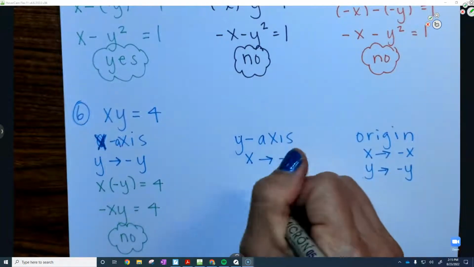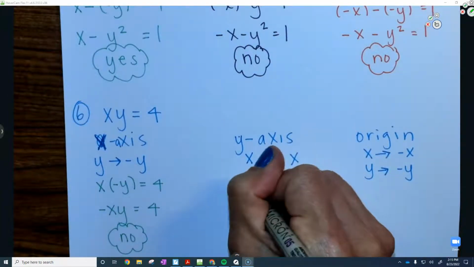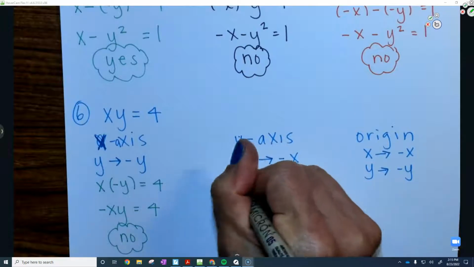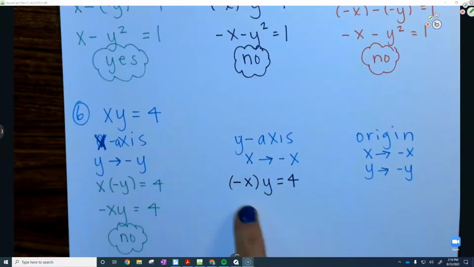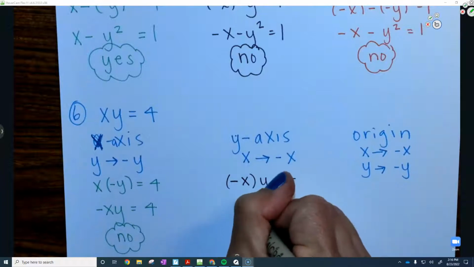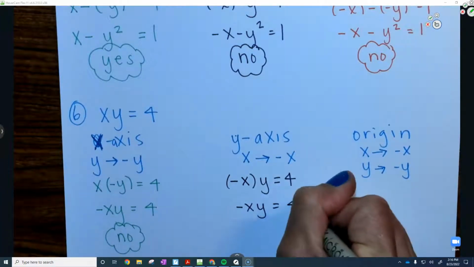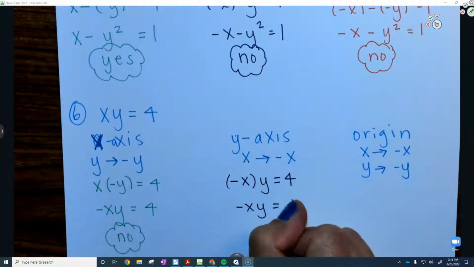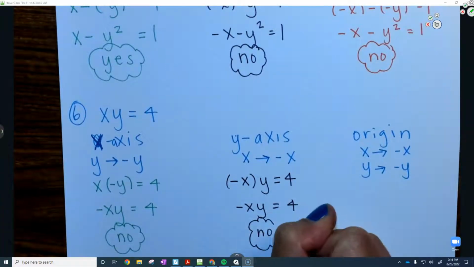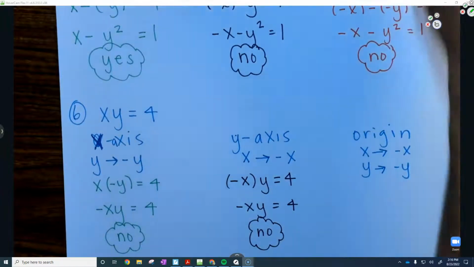What do you think is going to happen for the y-axis? Negative x times a positive y. Again, what's a negative times a positive? A negative product. So is this what the original equation looked like? No, it's not. So it is not symmetrical around the y-axis.